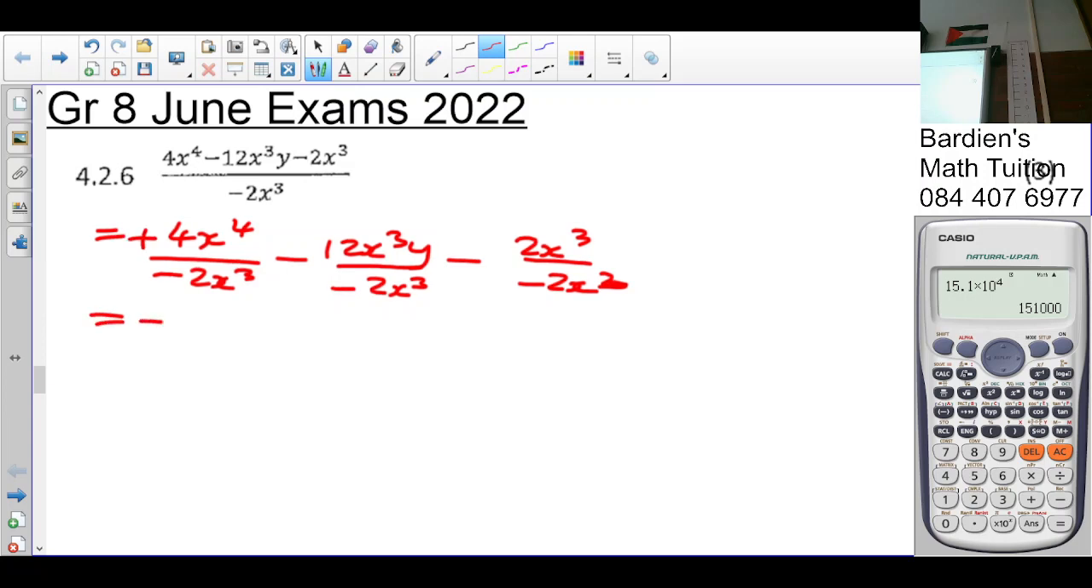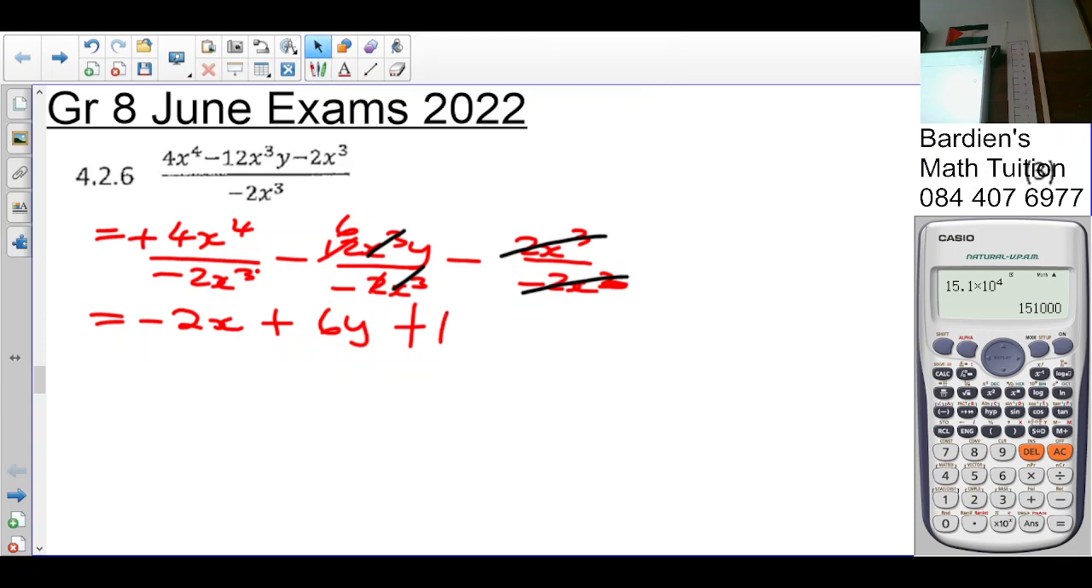Positive divided by negative is negative. 2 goes into 4 twice. x: 4 minus 3 is 1. Negative divided by negative is positive. 2 goes into 12, 6 times. x cubed cancels x cubed. y. Negative divided by negative is positive. 2x cubed cancels 2x cubed. This leaves you with 1.